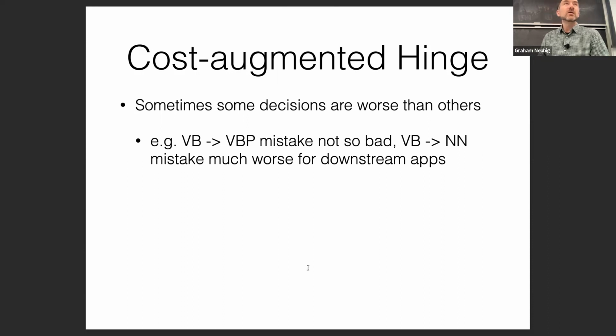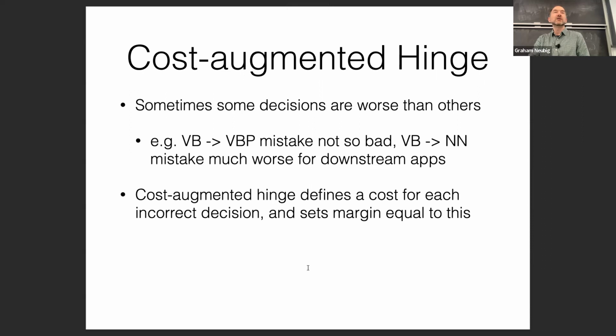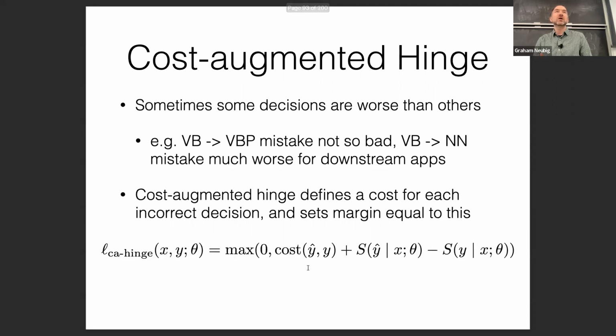And for example, let's say we're doing part of speech tagging. Maybe a mistake from VB, which is the base form verb, to VBP, which is the present progressive verb, is not that bad because it won't break the whole syntactic analysis of your sentence. But mistaking VB, a verb, for NN, a noun, could be really bad for a downstream application. So if that's the case, you might want to penalize the model more for making the really bad decision. And the cost augmented hinge loss basically defines a cost for each incorrect decision and sets a margin equal to this.